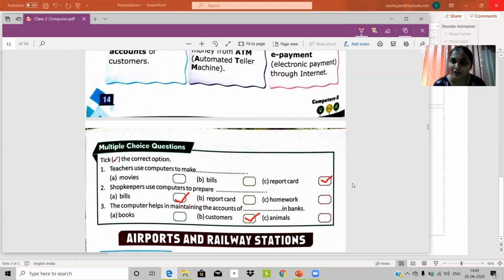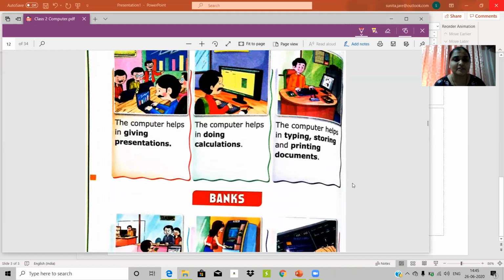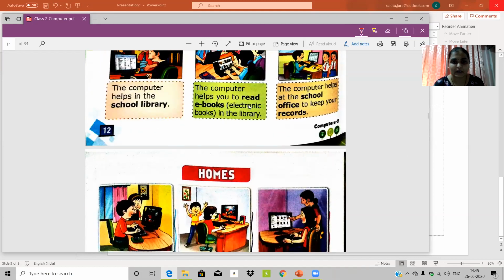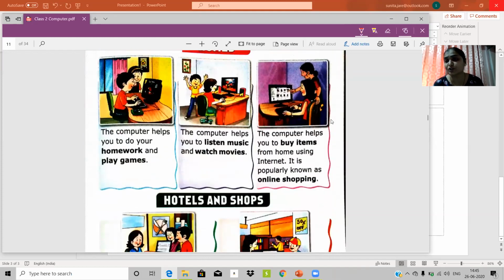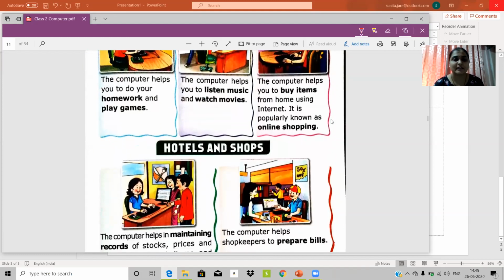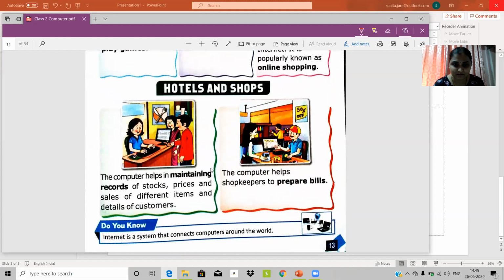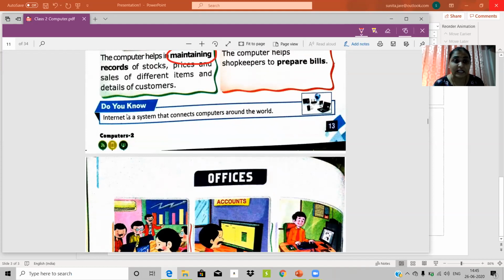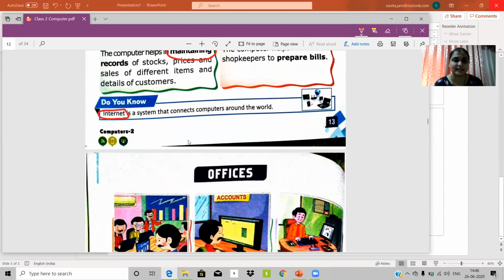Then you have to write some hard words in your notebook. The first hard word which you have to write is electronic. Electronic. These are the new words for you, right? So you have to write this. Then you have to write maintaining. Then you have to write internet. I know this word is not new to you, but you should know the spelling of it. That's why I'm telling you to write this word in your notebook. Okay, internet.